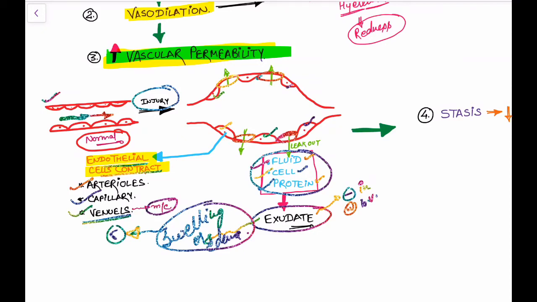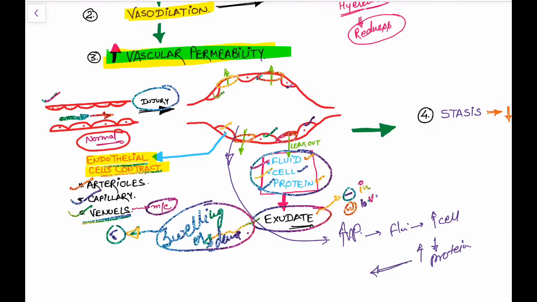So friends, during inflammation, vascular permeability will increase, and it will lead to more fluid leaking out, more cells leaking out, and more protein leaking out from the blood vessel lumen. It also causes increased lymphatic flow also.